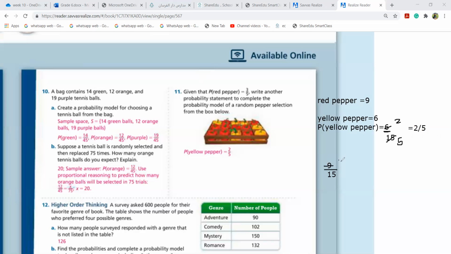3 times 3 and 3 times 5. So your answer is 3 over 5. Now you have understood? Got it? Yeah. Okay, khalas.